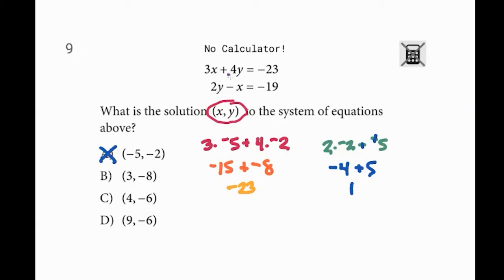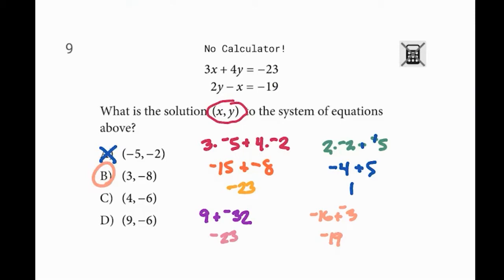Let's try B. If you plug 3 and negative 8 into the first one, you get 9 plus negative 8 times 4. Whoops, I should have just written negative 32 there. And that is equal to negative 23, so the first one works. Let's try the second one. 2 times negative 8 is negative 16, so it's negative 16 minus x, which is 3. Make that a negative there, and you end up with negative 19, which is the correct answer.